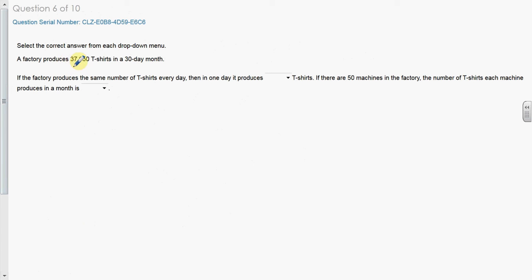A factory produces 37,650 t-shirts in 30 days. If the factory produces the same number of t-shirts every day, then in one day it produces how many? So we're going to take this number, 37,650, and divide that by 30, and that'll give us how many t-shirts are being produced each day. And on my calculator, when I divided that, that gave me 1,255.